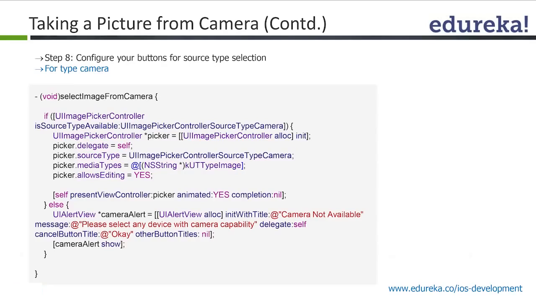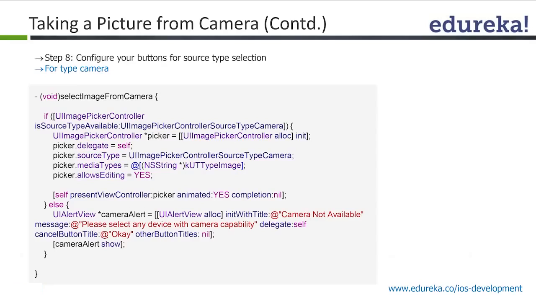So you have to mention beforehand what kind of media types you want from the picker controller. Here you have the media type as image. This means that it will give you access only to images from this controller. You cannot take videos from this controller. And you have an option called allows editing.